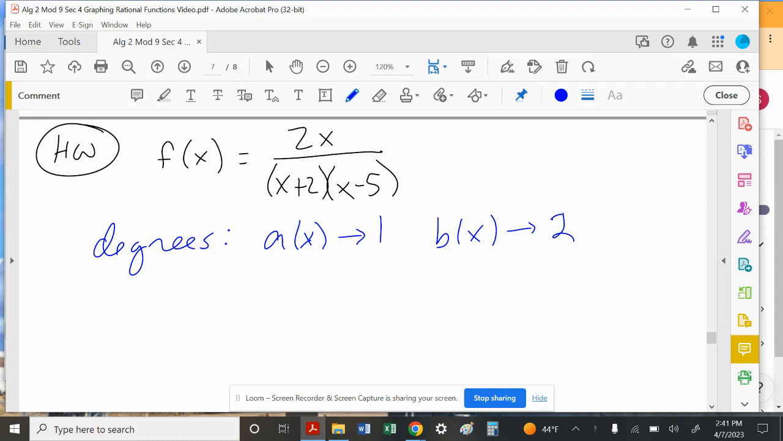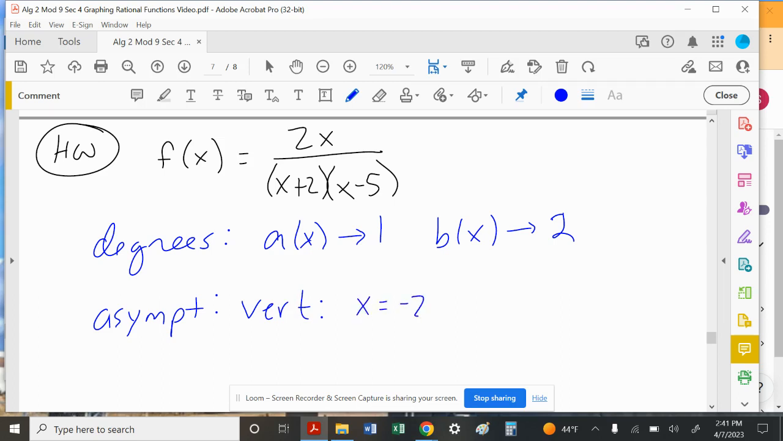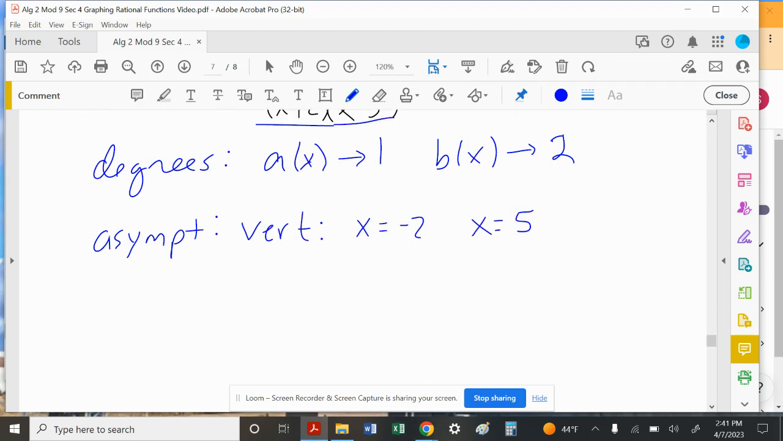Now, what does that tell me? That gives me some information about the asymptote. So we go now to the asymptote. And for the vertical, you can see that we have two asymptotes. We have x equals -2 and x equals 5. That comes from setting both of those equal to 0.